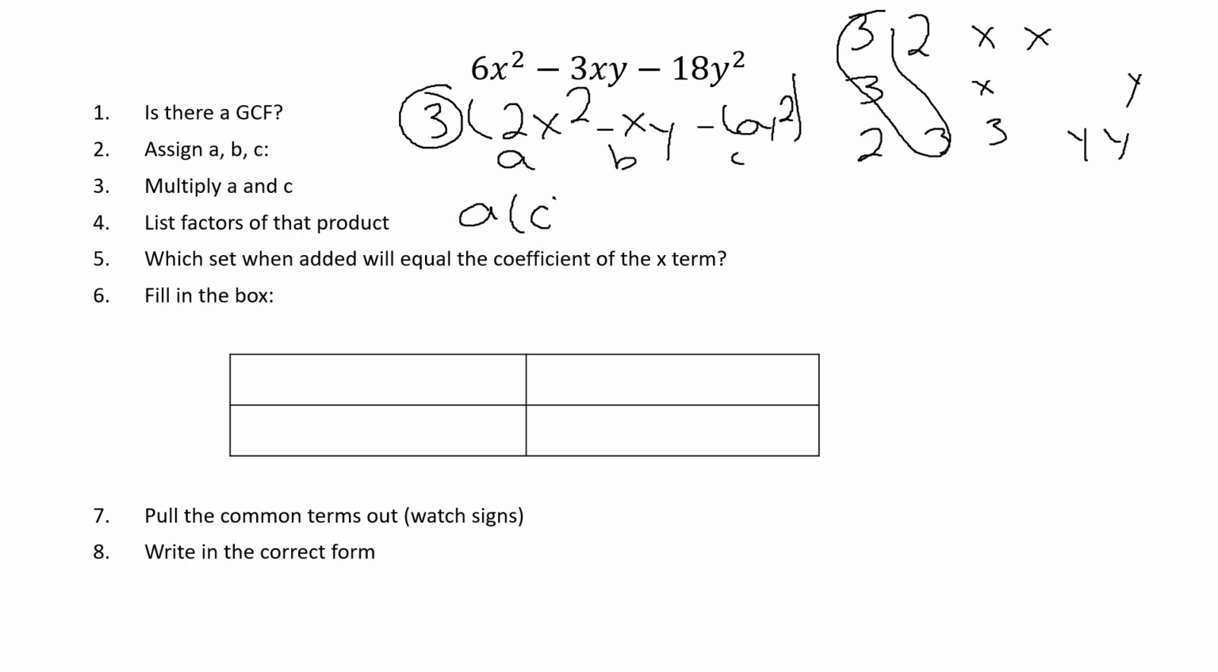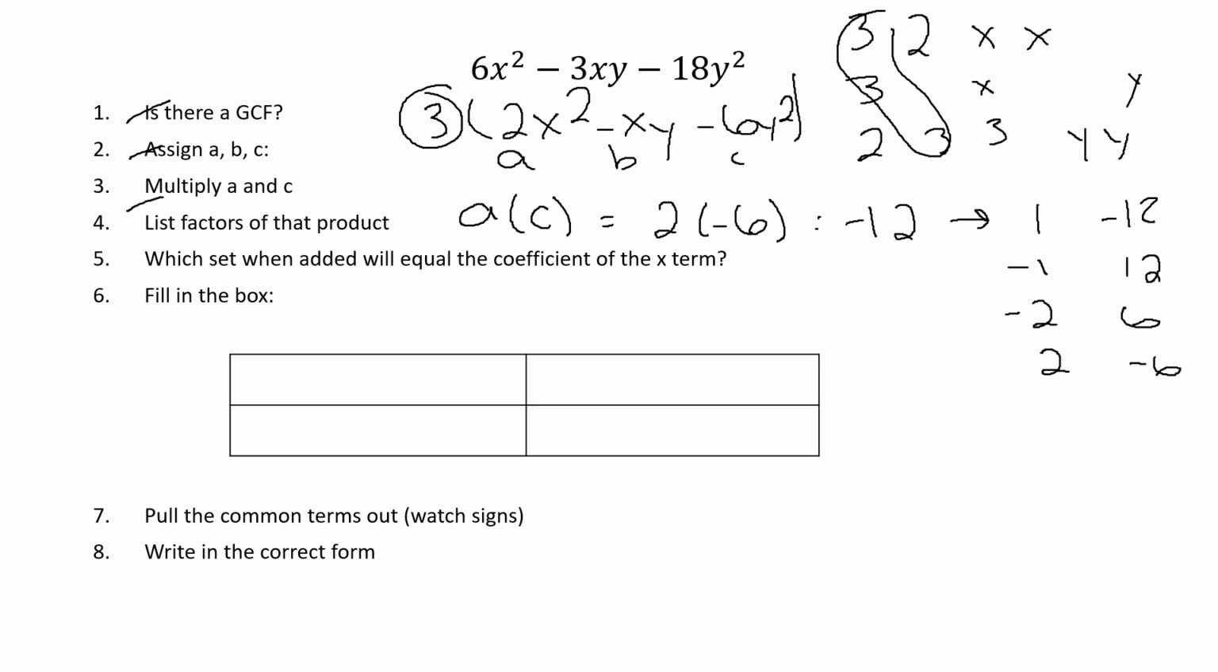So a times c is 2 times negative 6. Now we're going to list our factors of negative 12. We can have 1 and negative 12, negative 1, positive 12. We could have negative 2 and 6, or 2 and negative 6. We could have negative 3 and 4, or 3 and negative 4. So which one of these sets, when added together, is going to give us negative 1? Negative 1 means the 4 has to be bigger.